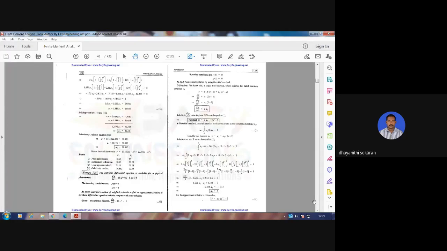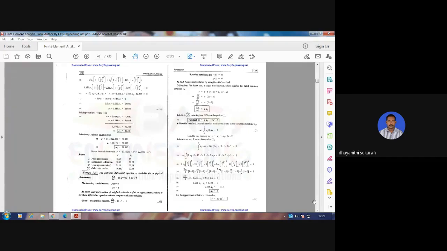So out of these four methods, what is the trial function? y is equal to a1 into (x minus x cube) plus a2 into (x minus x power 5). By using the point location method, a1 equals 18.53, a2 equals 25. By using the subdomain collocation method, a1 equals 18.50, a2 equals 22.23. By using the least square method, a1 equals 21.11, a2 equals 20.28.